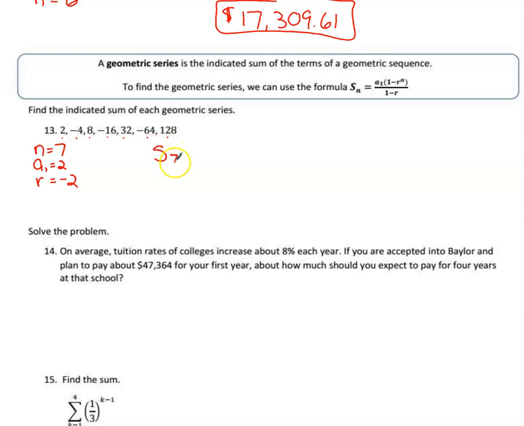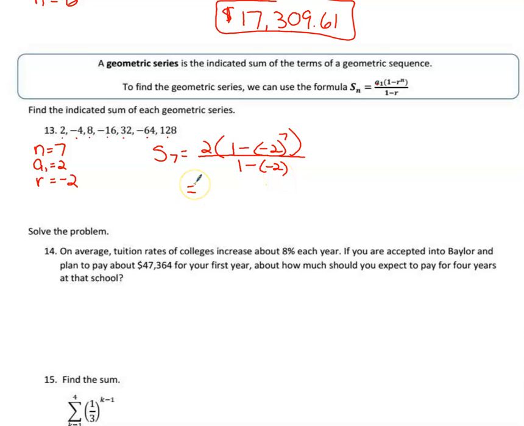The formula says to get the sum of the first 7 terms, we're going to take the first term, which was 2, and then we're going to take 1 minus our common ratio, and I'm going to put that ratio in parentheses so I don't mess up my signs, and raise it to the nth power. So that is the 7th power. And we're going to divide all that by 1 minus R, which was negative 2.